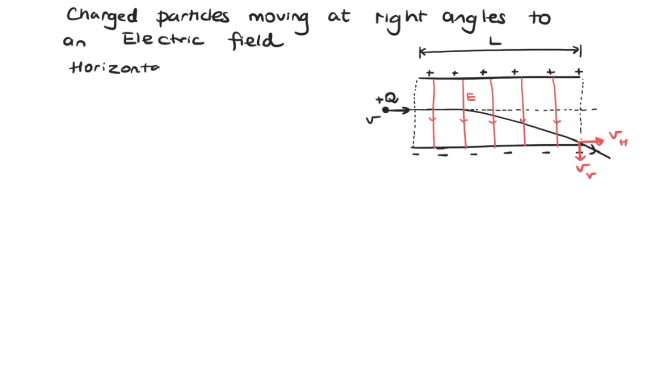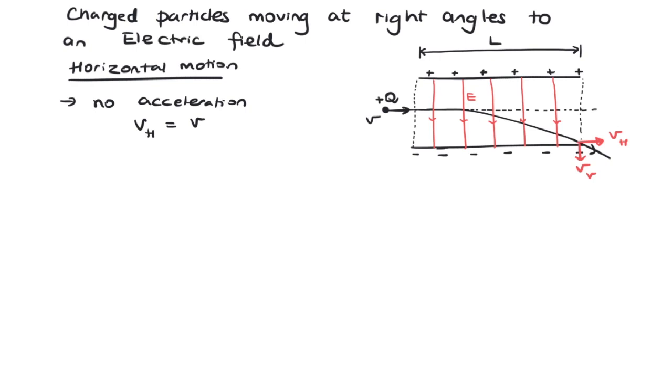Horizontally, we know that there is no acceleration. No acceleration implies that the final horizontal component of the velocity, VH, is going to be the same as the initial velocity that it entered the field with.